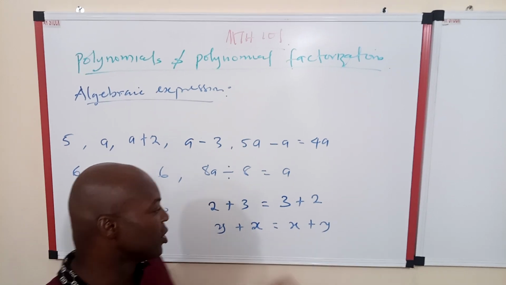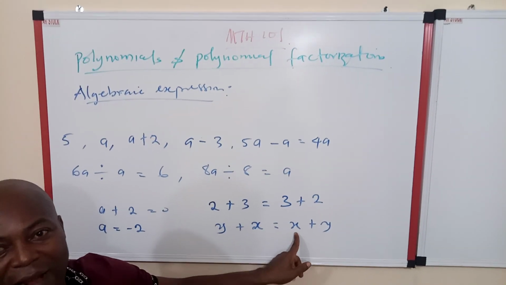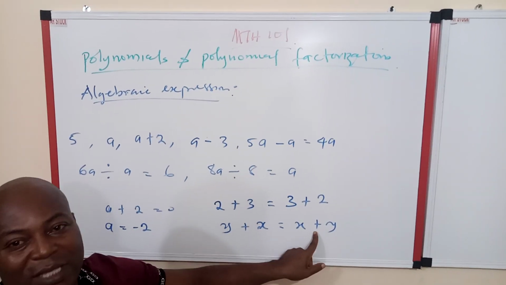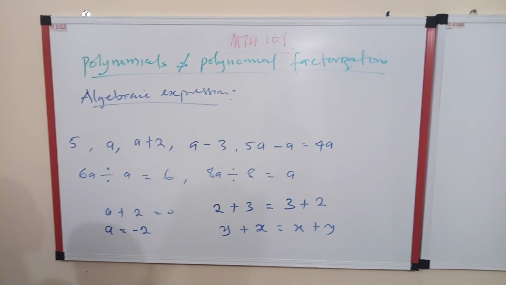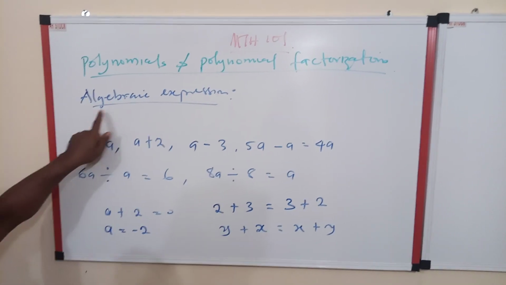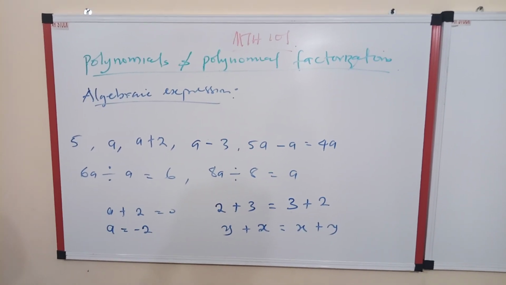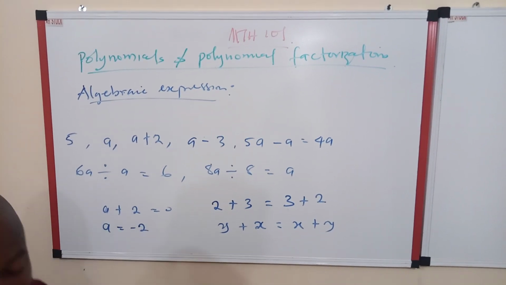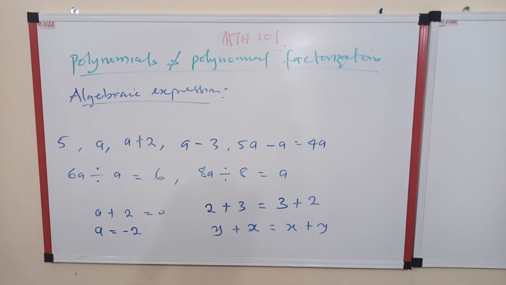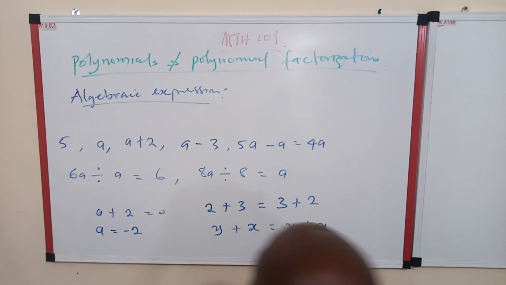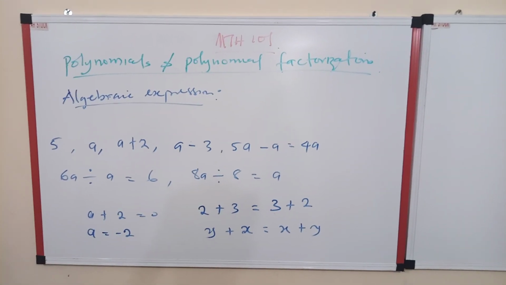So in this case, these are also alphabets, but they are not constants; rather, they are variables because they assume many numbers. So algebraic expressions are expressions that consist of both alphabets and numbers.